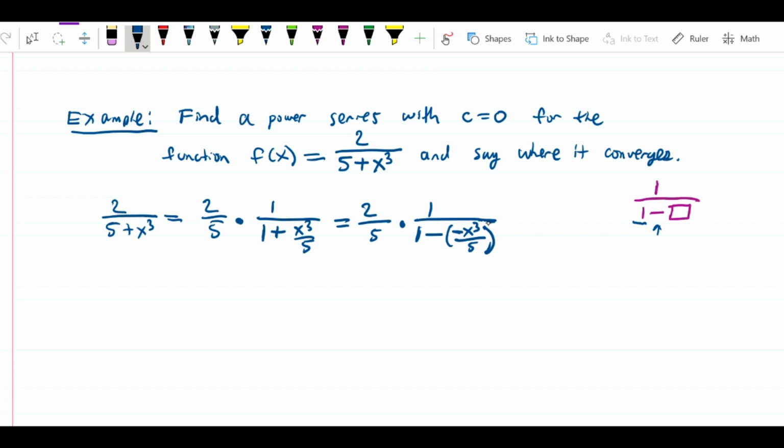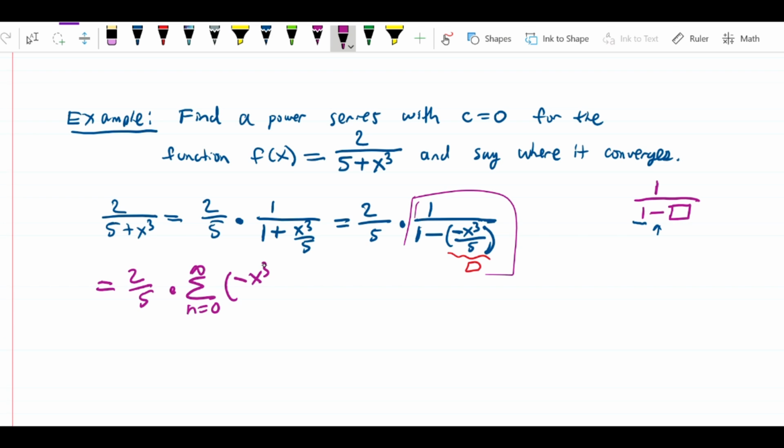There we go. So now I have it in exactly this expression where this thing here is going to be the box. And I can simply just use some algebra to write this as 2/5 times, this is the thing that I can convert into a sum. So this is going to be the sum from n equals 0 to infinity of negative x cubed over 5 to the n. That's all I do.